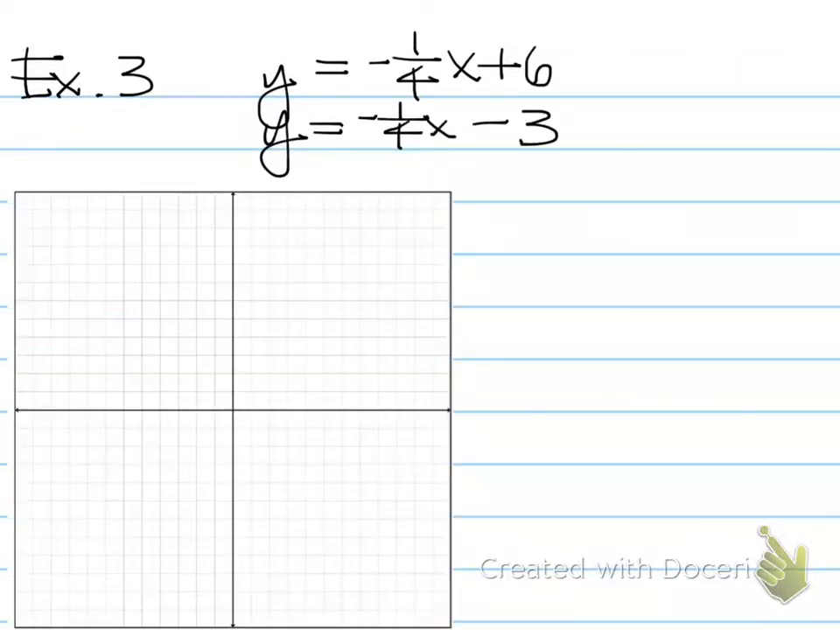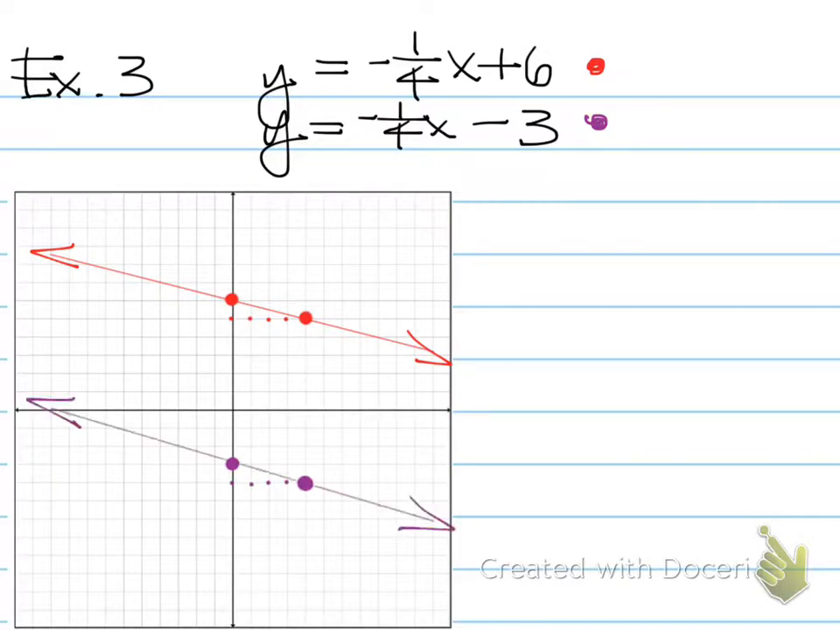All right, next example. Both lines are already written in slope-intercept form. The y-intercept of the first line is +6, so that's our first point. The slope for that line is -1/4, so from the y-intercept we're going to go down 1 and to the right 4. Graph our next point, draw a line through those 2 points. Do the same thing for the second line. The y-intercept is -3, so our first point is at -3 on the y-axis. The slope is -1/4, so from that point we want to go down 1 and to the right 4.